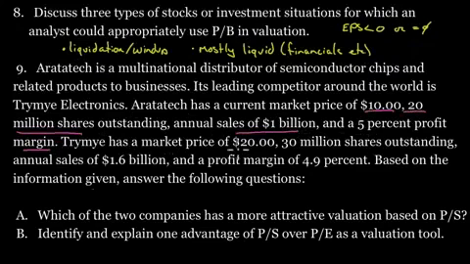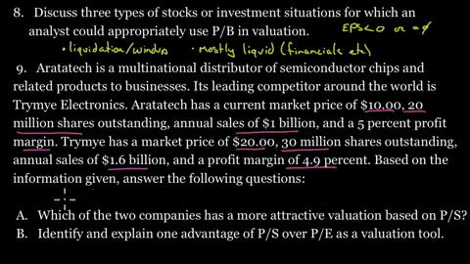Trime has a market price of $20, 30 million shares outstanding, annual sales of $1.6 billion, profit margin of 4.9. So for the 2 companies, we're given the same bits of information. Based on the information given, answer the following questions. Which of the 2 companies has a more attractive valuation based on price to sales? So that's easy enough. It's telling us what our numerator should be and what our denominator should be.